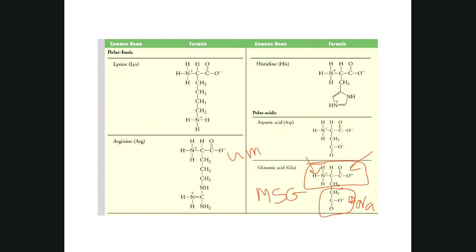Umami, which is the fifth tasting sensation that we have. It's nothing other than an amino acid, which we intake through the diet anyway, that happens to be paired with sodium. That's why it's called monosodium glutamate, okay? All right, so that's the amino acids classification.